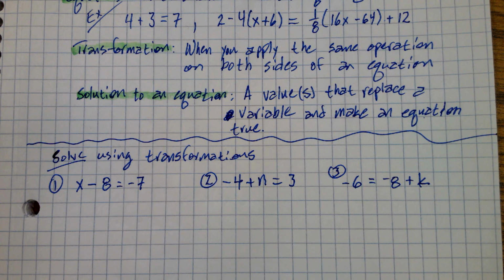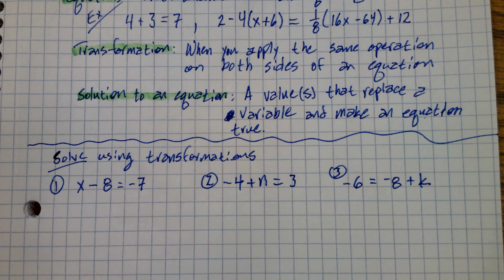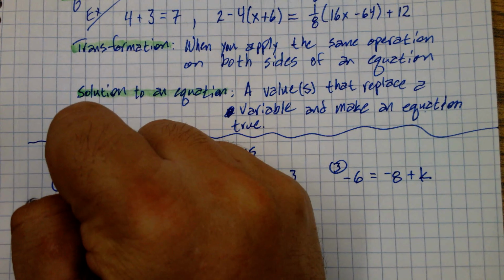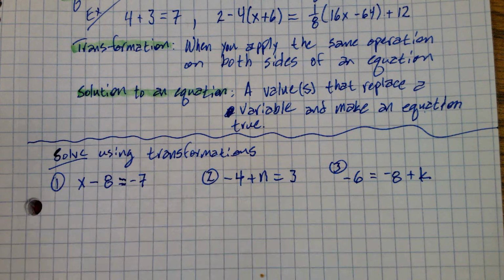Now, in this unit, I'm going to give you a lot of assignments on paper. Maybe not these basic ones, but when we get a little more complex with the equations, you're going to be given assignments on paper because I'm going to ask you to show me the transformation. So, for example, say I want to solve this. X minus 8 equals negative 7. I want to figure out what x is. But we have to show the transformation that got us there.